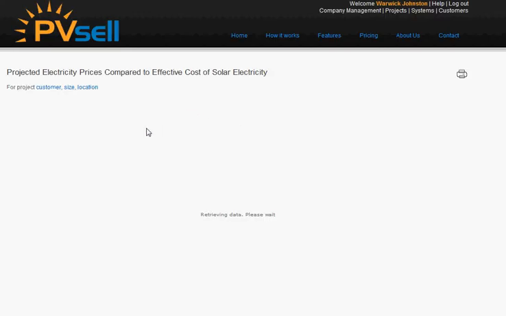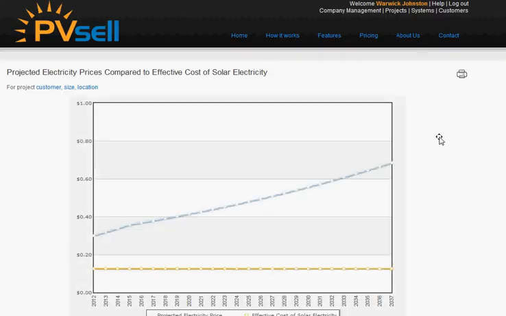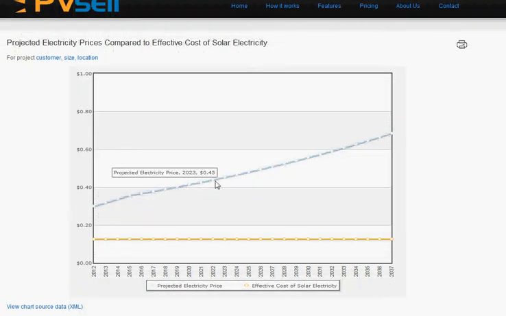First one we're going to have a look at is the projected electricity prices compared to the effective cost of solar electricity. These show your starting electricity price compared to your effective cost of solar generation. You can see that the electricity price increases over time, whereas your effective cost of solar generation stays flat.